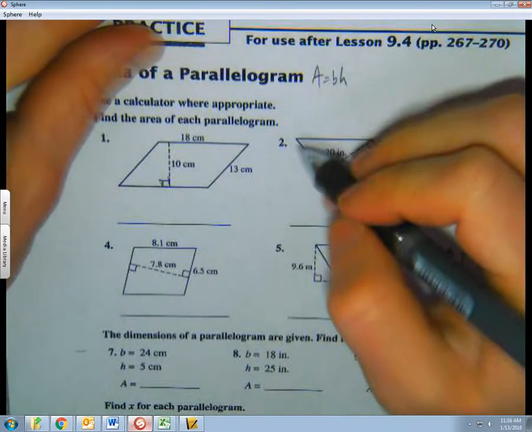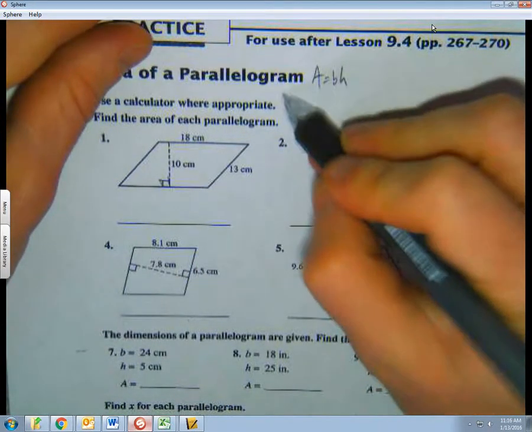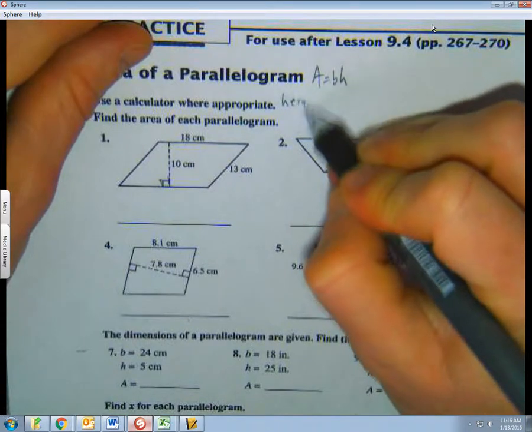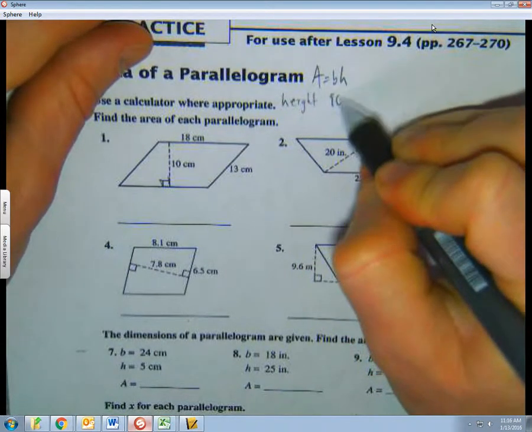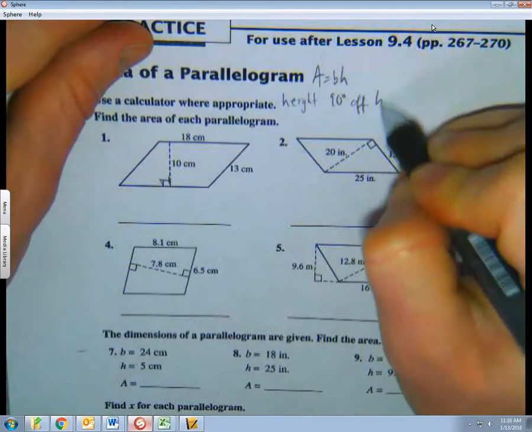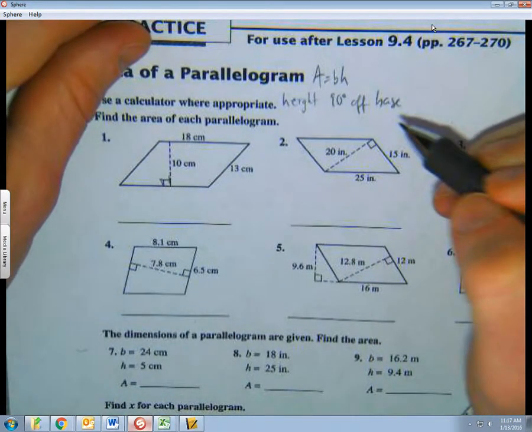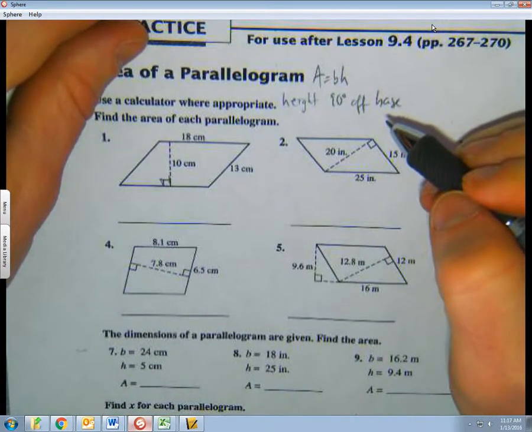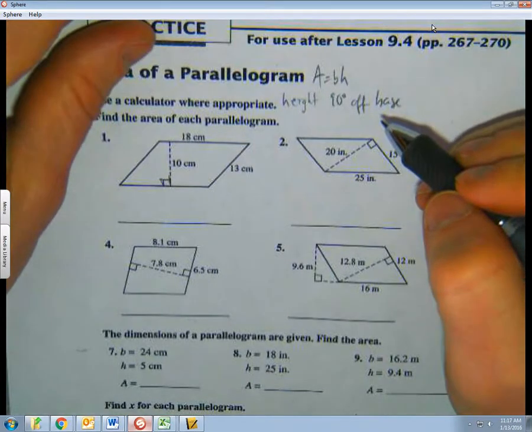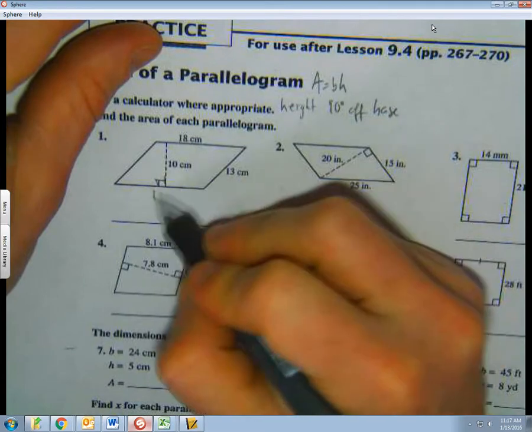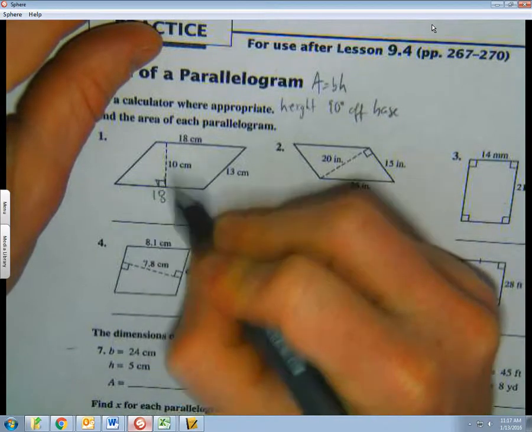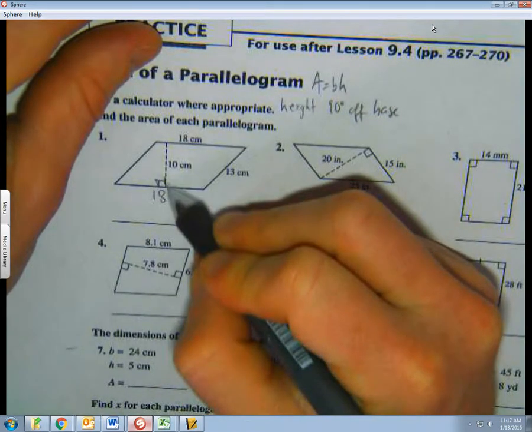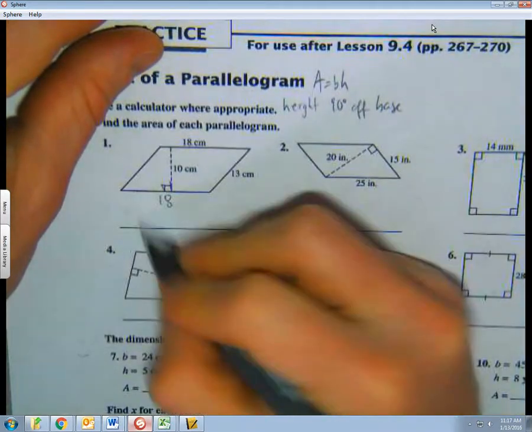Height, 90 degrees off the base. Okay, and if I didn't say so already, you get a notes grade on this, so make sure you're getting all this stuff down. So if this is 18, this is 18, properties of parallelogram. The height or the altitude comes off the base, so it's just 18 times 10, 180.